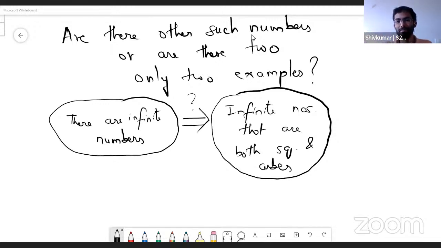Sir, my chat box is not working. Okay, Ridhima's chat box is not working. Maybe you can try logging out and logging in again.